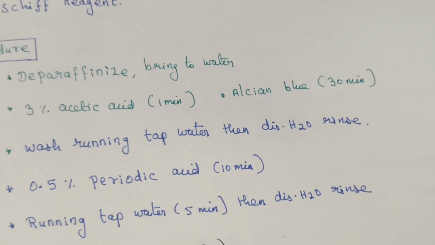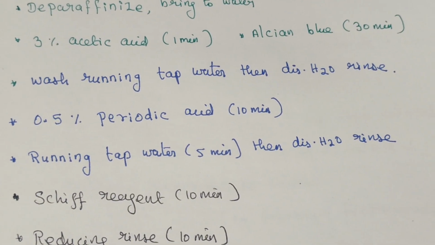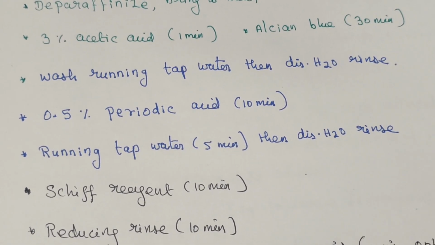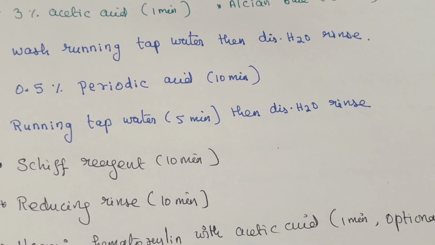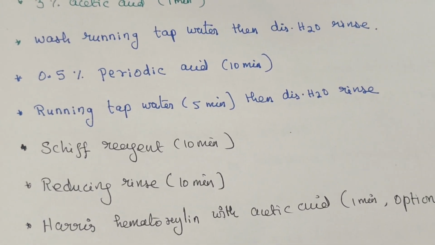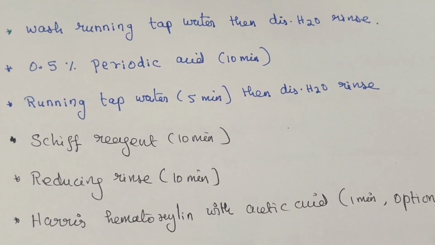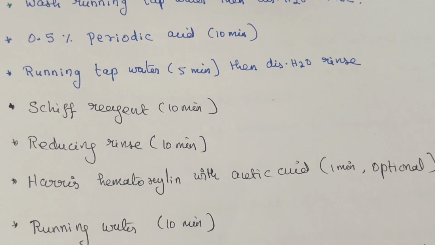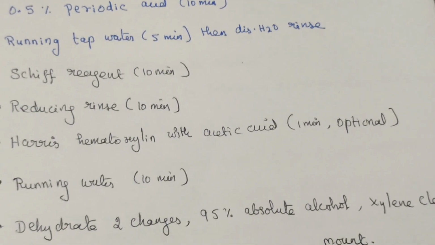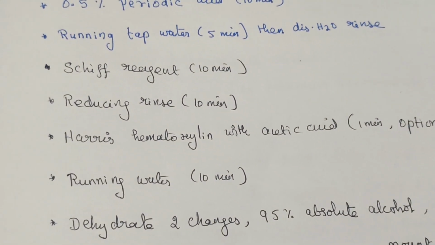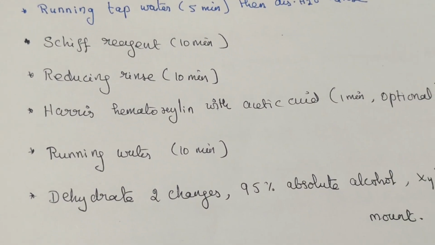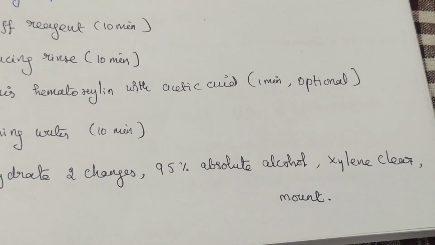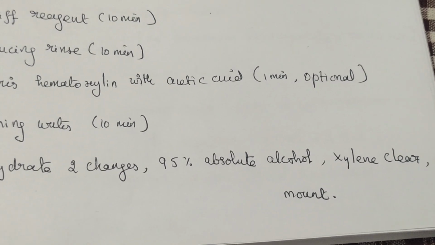Then Alcian blue for 30 minutes, then wash in running tap water, then distilled water, then 0.5% periodic acid for 10 minutes, then running tap water for 5 minutes, then distilled water rinse, then Schiff reagent for 10 minutes, then reducing rinse for 10 minutes, then Harris hematoxylin with acetic acid for 1 minute, which is optional, then running water for 10 minutes, then dehydrate in 2 changes of 95% and absolute alcohol, then xylene to clear, then mount.